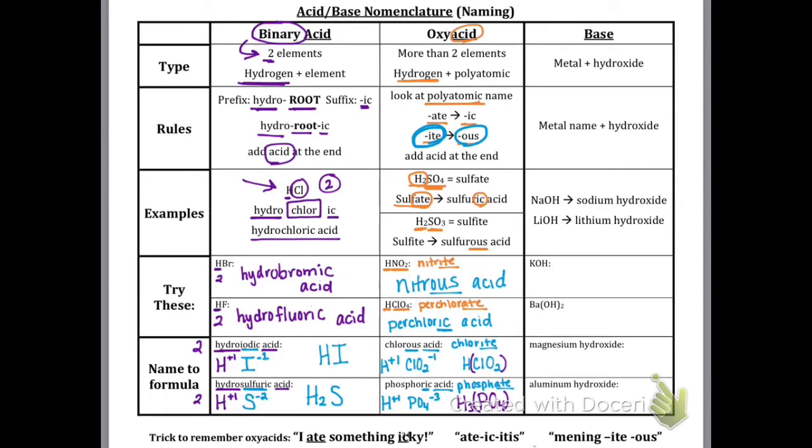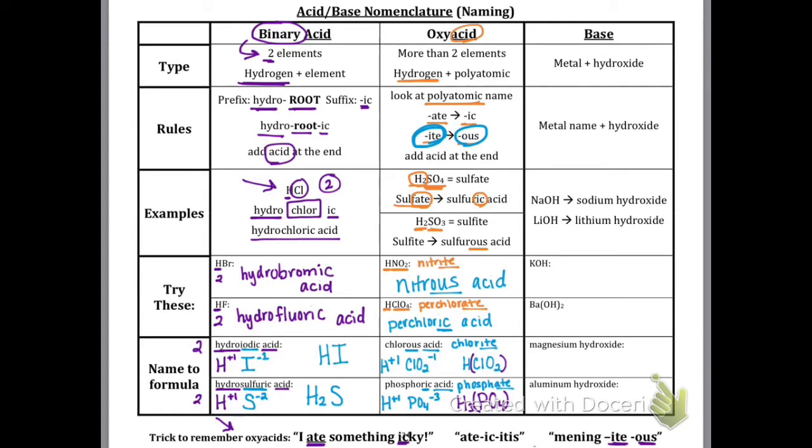Now, here's a little thing to help remind you what the polyatomics changed to. If you look down here, it says I ate something icky. Okay, and I now have meningitis. So there's a little trick to help you remember.